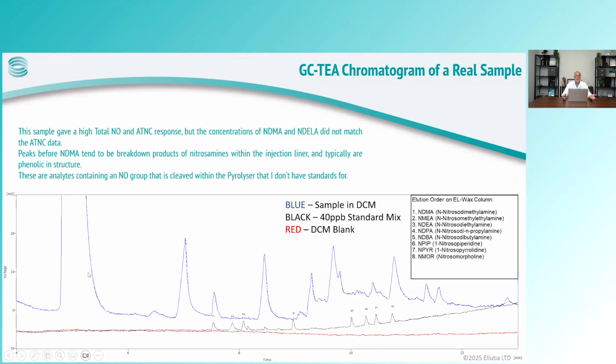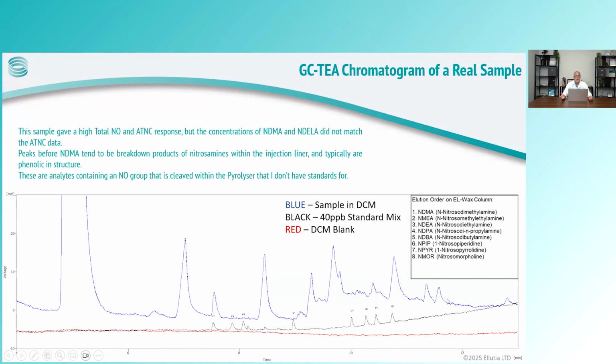From previous work that we have done, we tend to find compounds that contain phenols are prone to breaking down within the inlet liner. And we have a second peak here, which elutes slightly before the NDMA peak. So this could be a 1-methyl group or a 1-hydrogen version of NDMA. It's a possibility. Similarly, we have other peaks that are between standards. So, is this an ethyl propyl instead of a diethyl or a dipropyl?